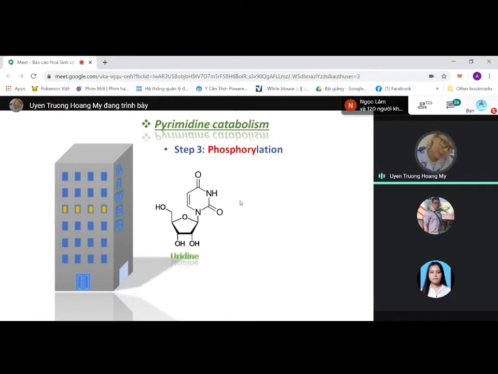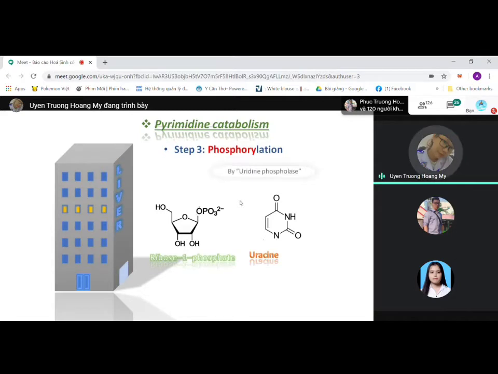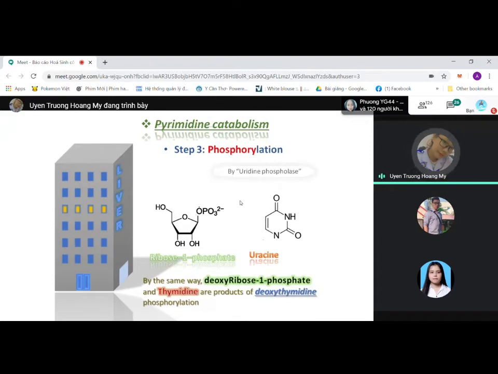Step 3. Phosphorylation. Uridine is converted into uracil, releasing ribose 1-phosphate, by the enzyme uridine phosphorylase. In the same way, deoxyribose 1-phosphate and thymine are products of deoxythymidine phosphorylation.